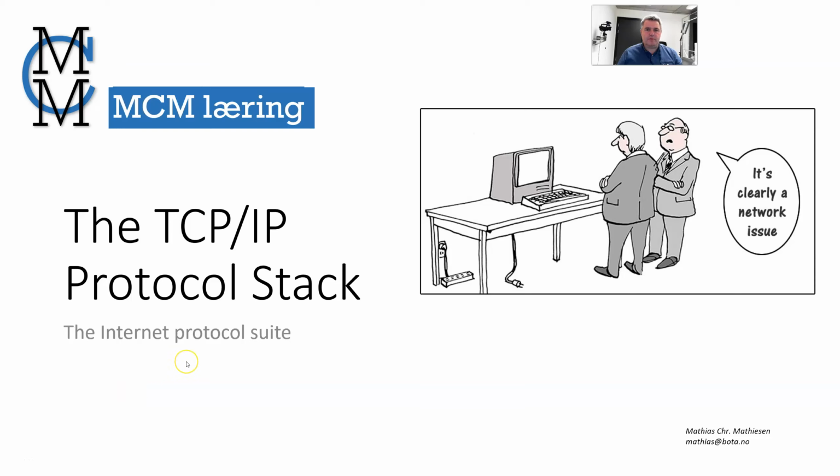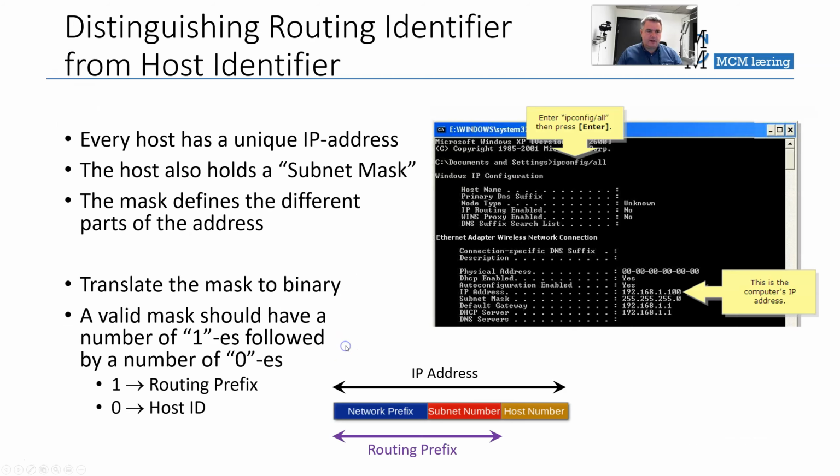This is film number 5 in this series of films on the TCP/IP protocol stack. In this film we will concentrate on the IP address itself and also something called the subnet mask. If we look at the configuration of a PC, you can do that by typing ipconfig. I will show that later. You will see two things.